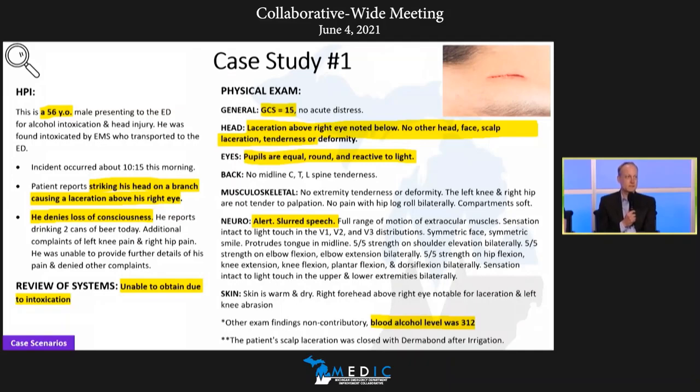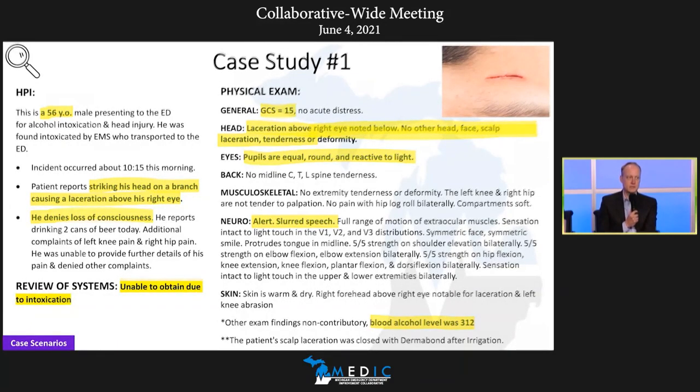Okay, so case number 1. We've got a 56-year-old man who hit his head. There's some alcohol intoxication mixed in here in the history. The injury occurred this morning, so we're in the 24-hour window to consider using the Canadian head CT rule. It looks like he struck his head on a branch and caused a laceration. You can see a picture of this laceration on the screen above his right eye. A few symptoms here: lost consciousness, reports drinking 2 cans of beer today, and also has some other complaints of pain in his extremities. And then a review of systems that documents unable to obtain due to intoxication.